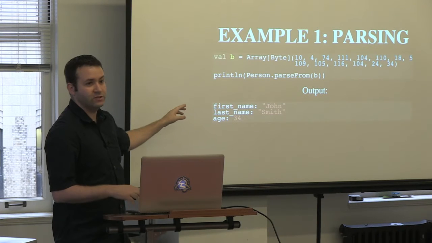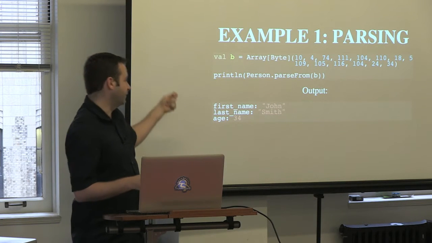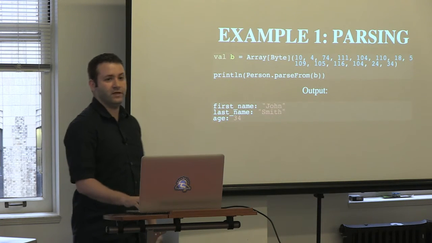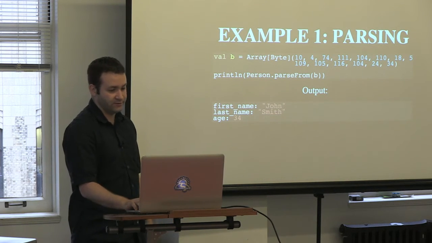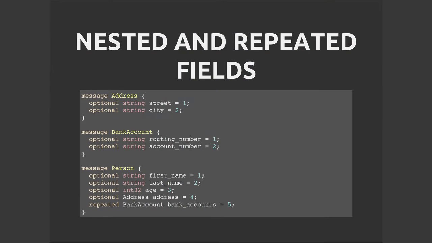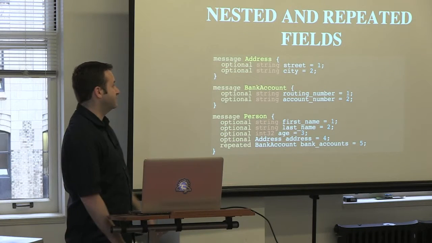And protocol buffers in the Java implementation come with a nice toString method, which is very nice for debugging when you're able to print the messages. So another feature of protocol buffers is that you can nest messages inside one another. This is very useful to build more complex data structures.